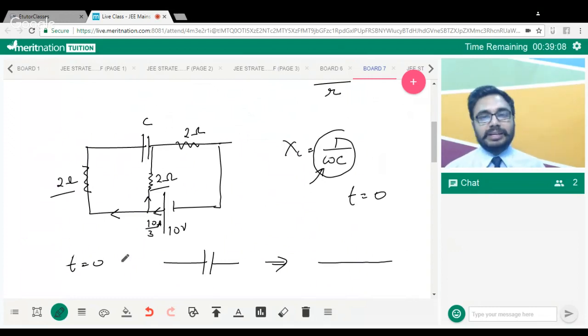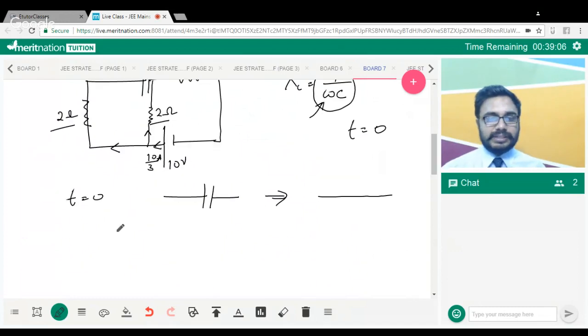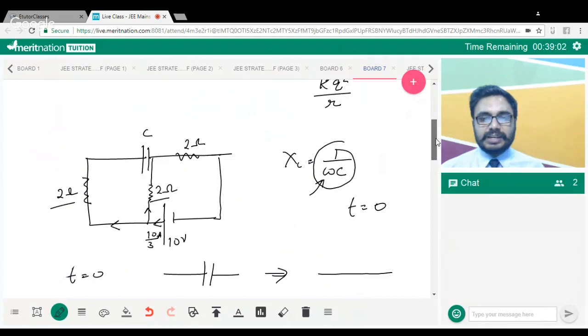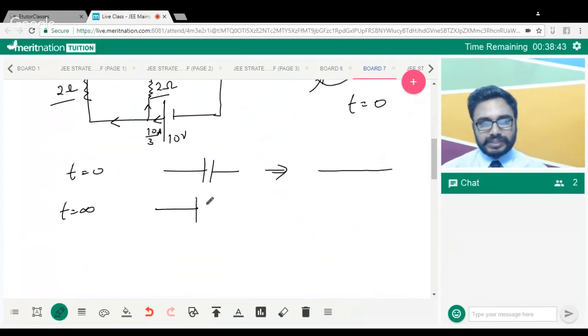Now at t is equal to infinite. Let's see the story about t equal to infinite, what will happen? At t equal to infinite, omega will become 0. 1 by omega is infinite. So Xc, that is capacitive reactance, will become infinite. If the capacitive reactance is infinite, it will oppose the flow of current. So the capacitor will behave like an open circuit.